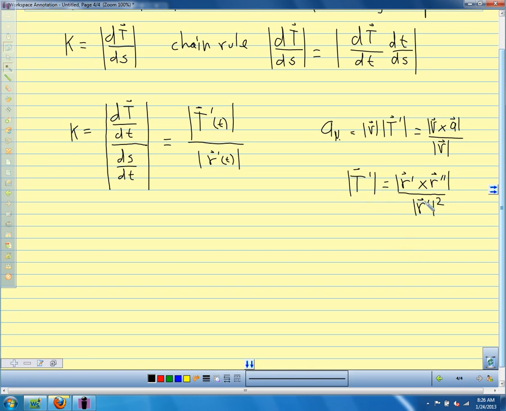And now I'm going to substitute this quantity for t prime here. So finally we get, this is the quantity that we're usually going to calculate with. The curvature is the magnitude of r prime cross r double prime divided by r prime to the third. This formula is usually going to be the easiest to calculate with to find the curvature. So this is how we can find the curvature of a curve when it's parameterized with our normal parameter t.